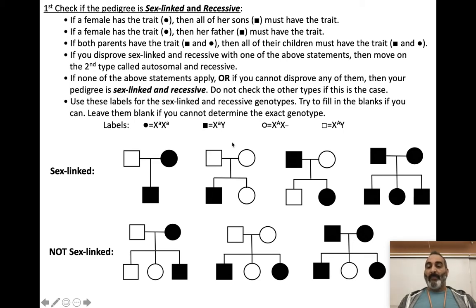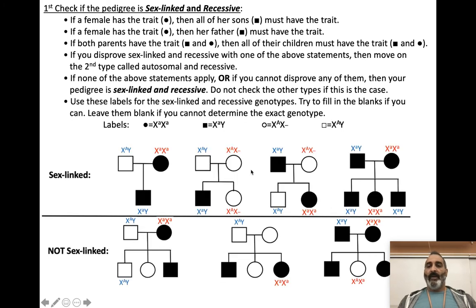Let me go back to another important statement over here. If you disprove sex-linked and recessive with one of the above statements, then move on to the second type. Not applying to it does not mean disproving it, so make sure you're aware of that. Now we have to use the labels to label all the genotypes, so that we can see if we can figure out what the genotypes are of the people.